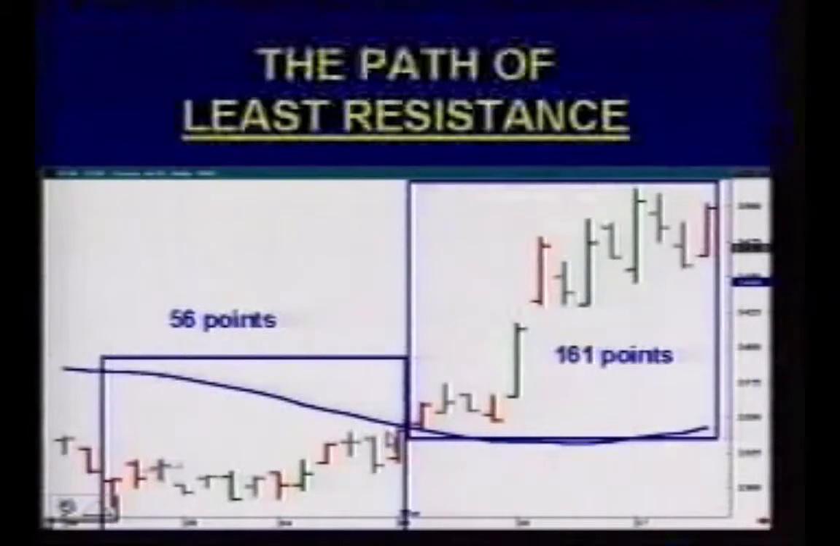And it took 13 bars. Now, when that price crossed over the balance line, and remember that's the top of the hill, they're going uphill here, and they're going downhill here. 13 bars after it moved away, it moved almost three times as much. It moved 161 points away from the balance line.